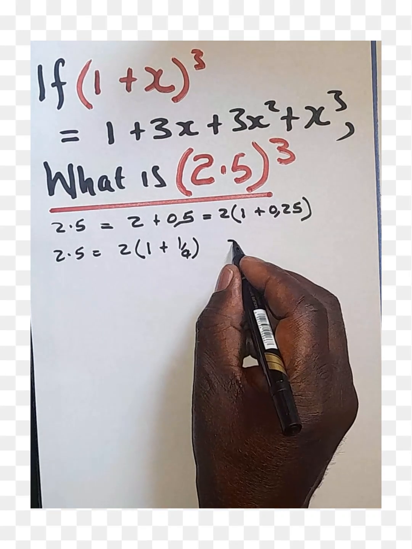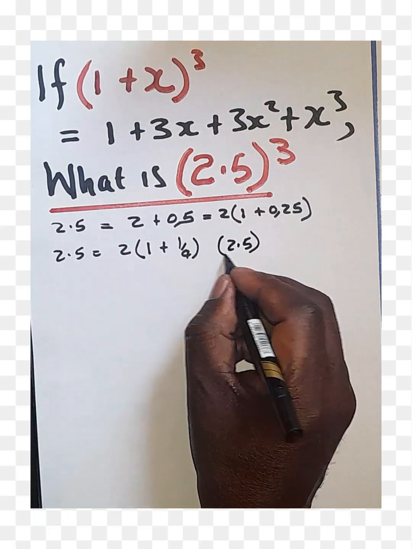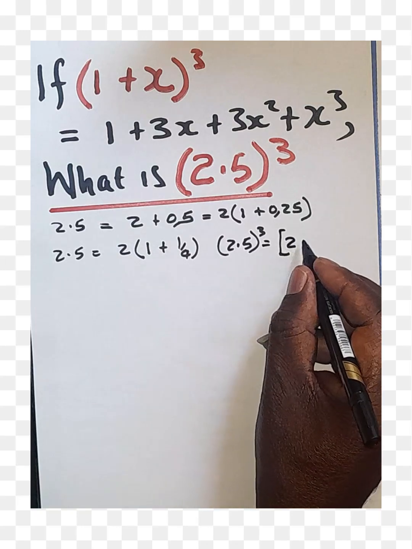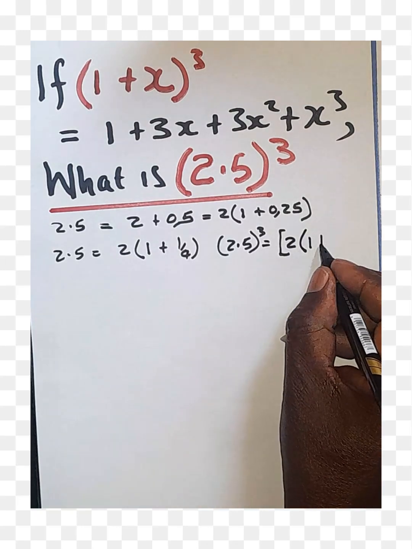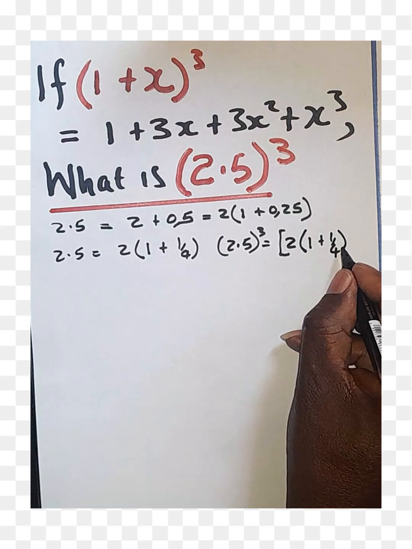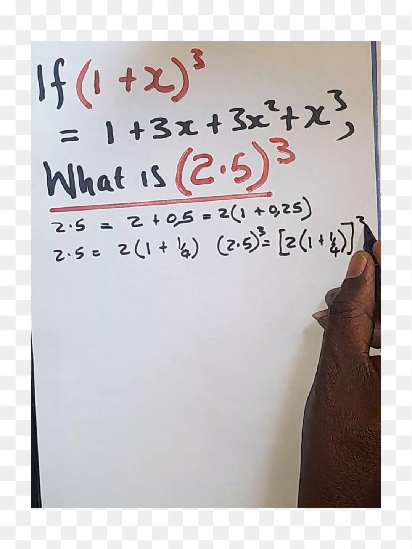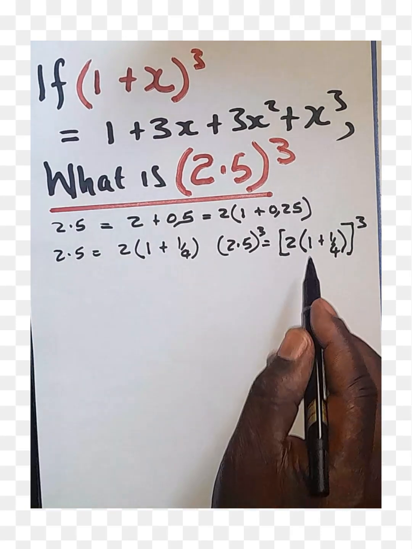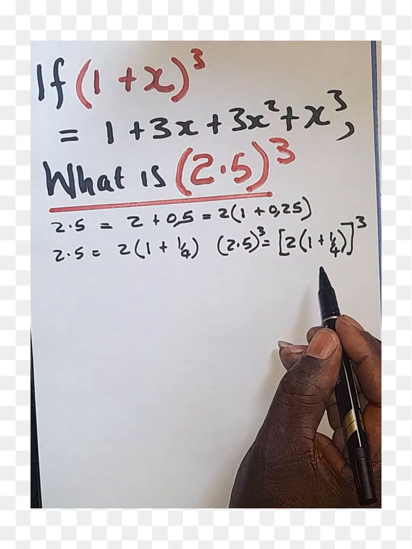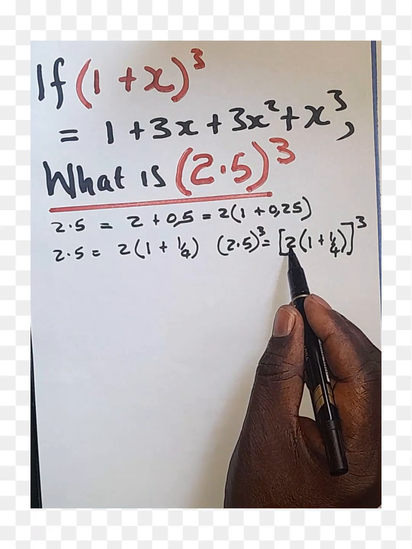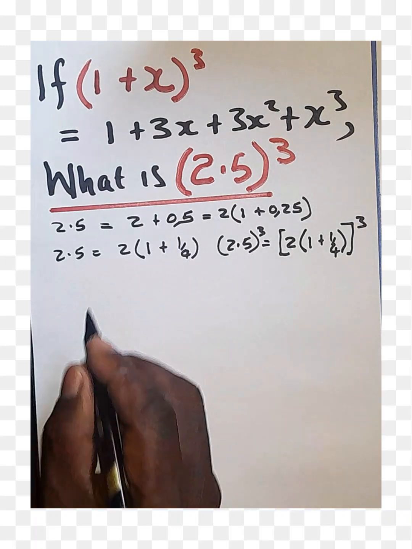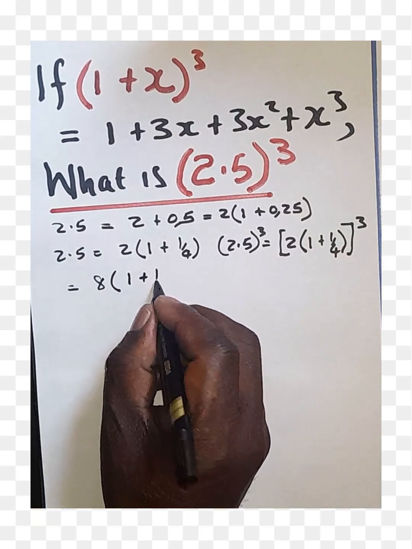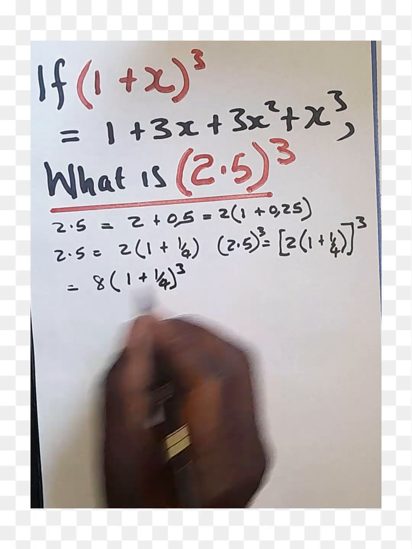So our 2.5 raised to the power 3 is equal to big bracket, our 2 out here, small bracket, 1 plus 1 over 4, small bracket, big bracket, everything raised to the power 3. So our 2 is raised to the power 3, and the term inside the bracket is also raised to the power 3. Of course, we can simplify our 2 to the power 3 as 8. So this becomes 8, small bracket, 1 plus 1 over 4 raised to the power 3.